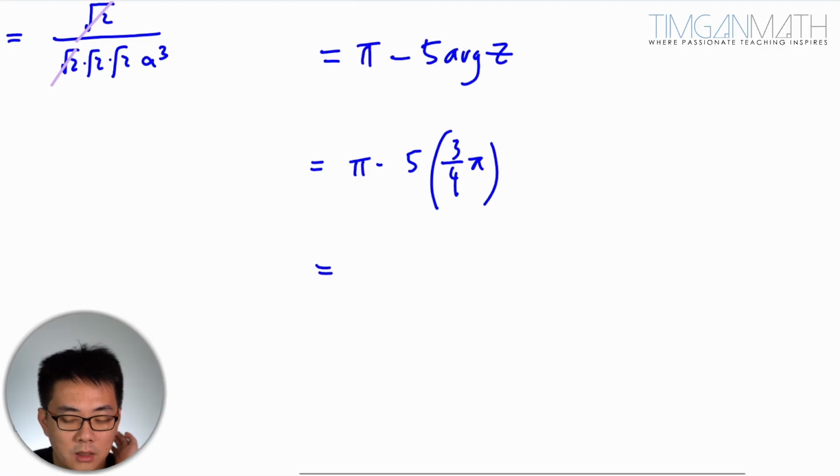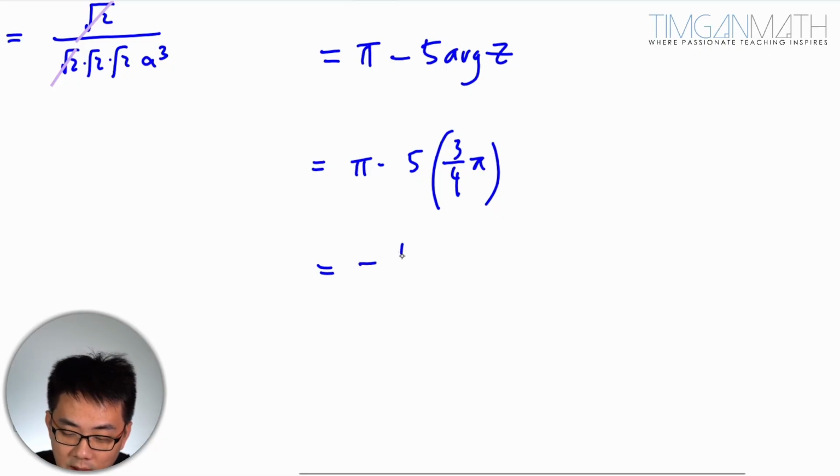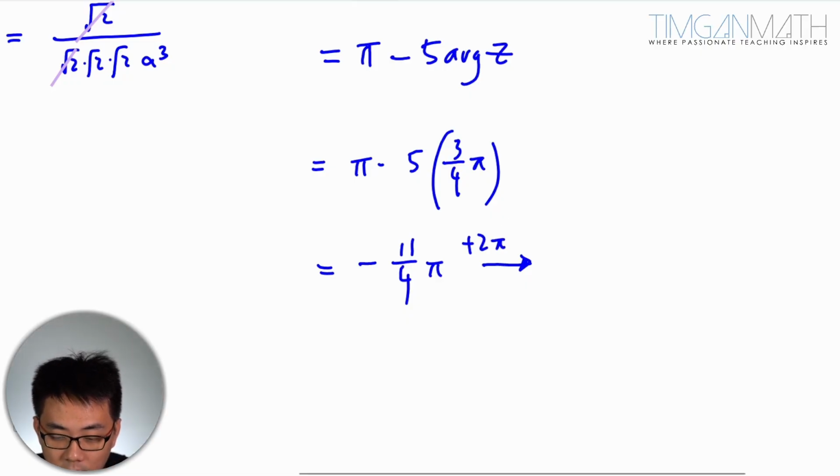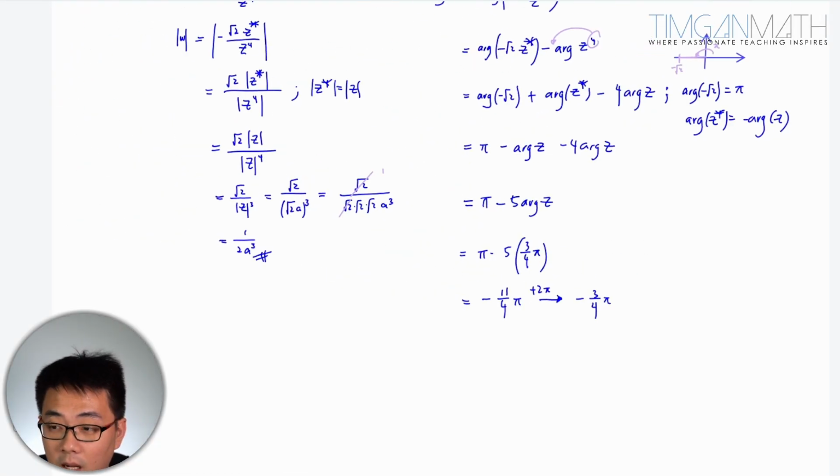Key in calculator. Okay, 1 minus 15 over 4. That will be negative 11 over 4. So obviously this is out of range, so I'm just adding 2k pi. So adding 2 will be negative 3 over 4 pi. And this is within the principal argument.